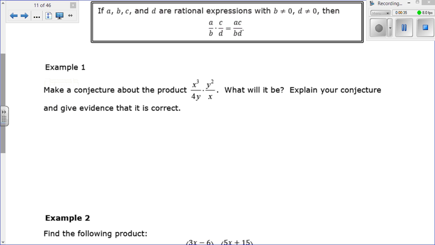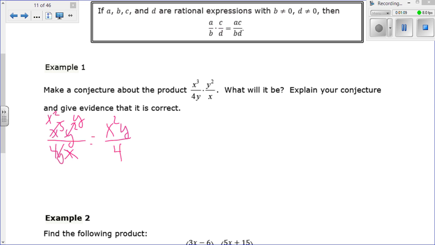Well, I think that this is no different than rewriting it as one fraction, because when I multiply, all I do is multiply numerators, multiply denominators. So I can cancel out the x with the x cubed and get x squared. I can cancel the y with the y squared and get y. So I'm left with x squared y over 4.